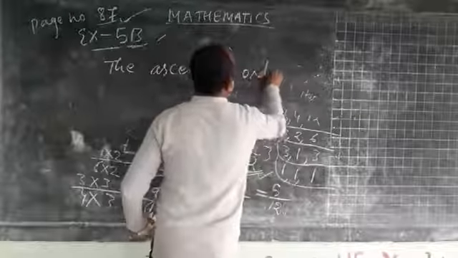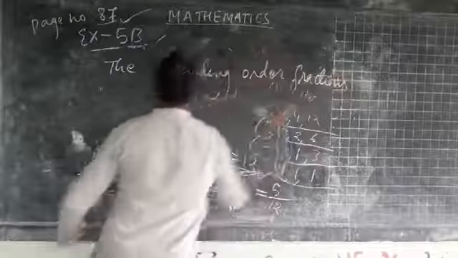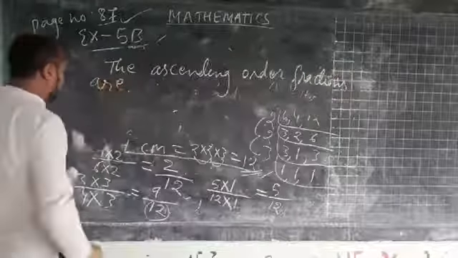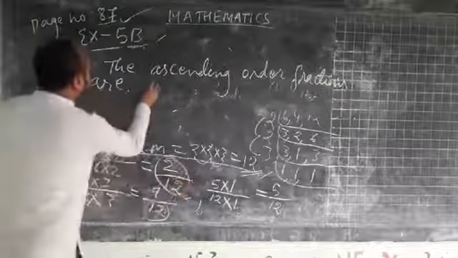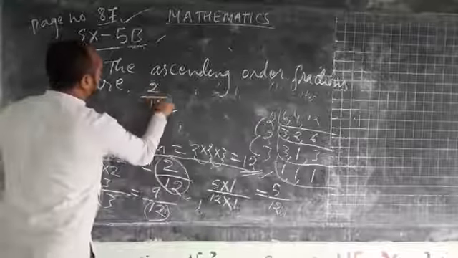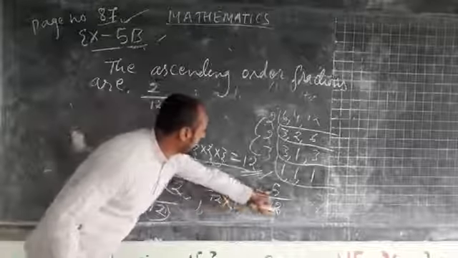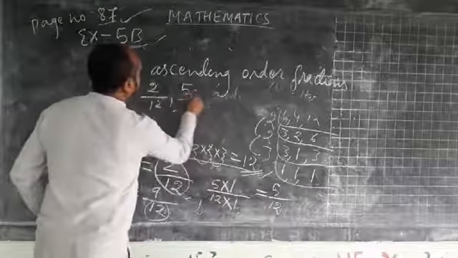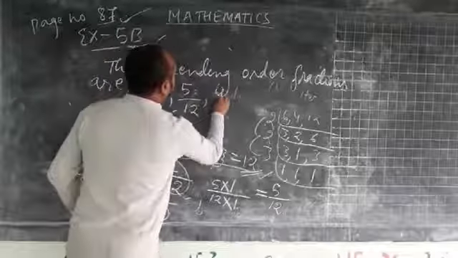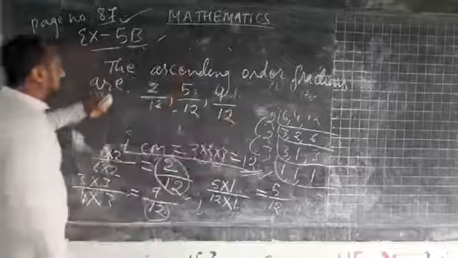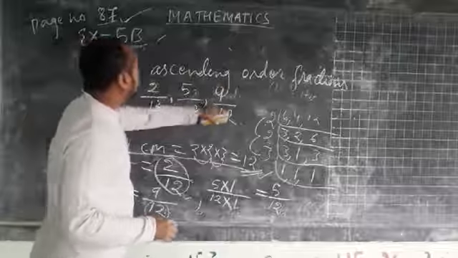ascending order. Which fraction is the smallest? This 2 by 12. Next, after that 2 by 12, we have 5 by 12. After 5, which one is greater? We have 9 by 12. So the ascending order fractions are 2 by 12, 5 by 12 and 9 by 12.